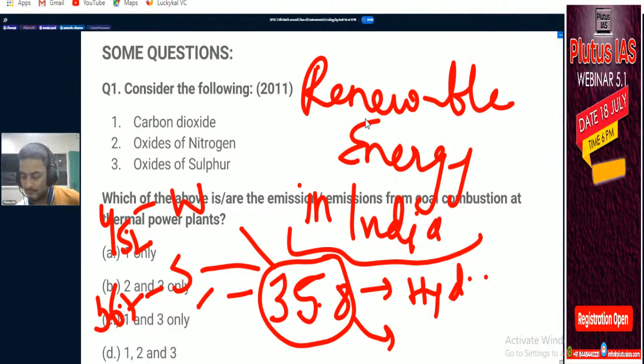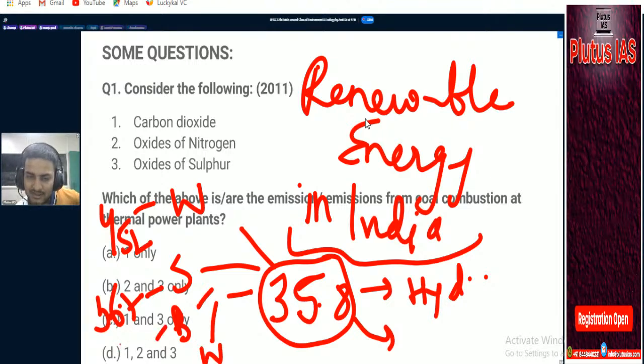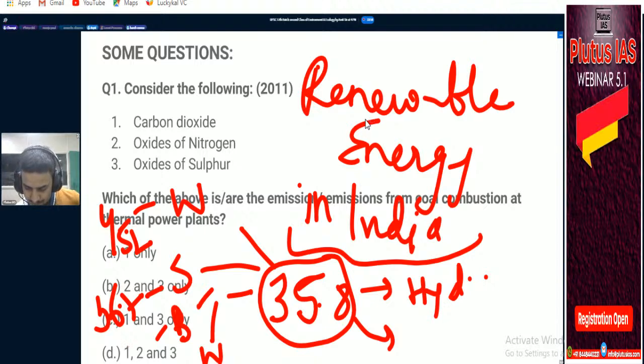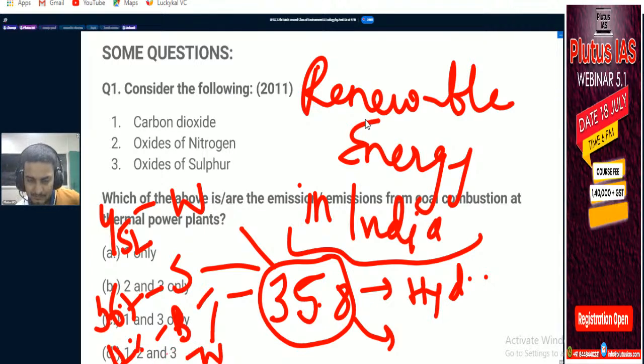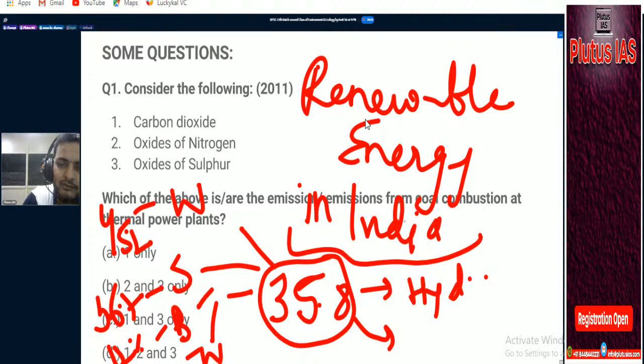Then what next? Wind, solar, biomass and waste to power. What is the biomass concentration? 12%. Then what is waste to power? It's around 0.5 or 0.1%, something there. Okay, leave it there. So why am I telling you all this? The question is why I am telling you all this.